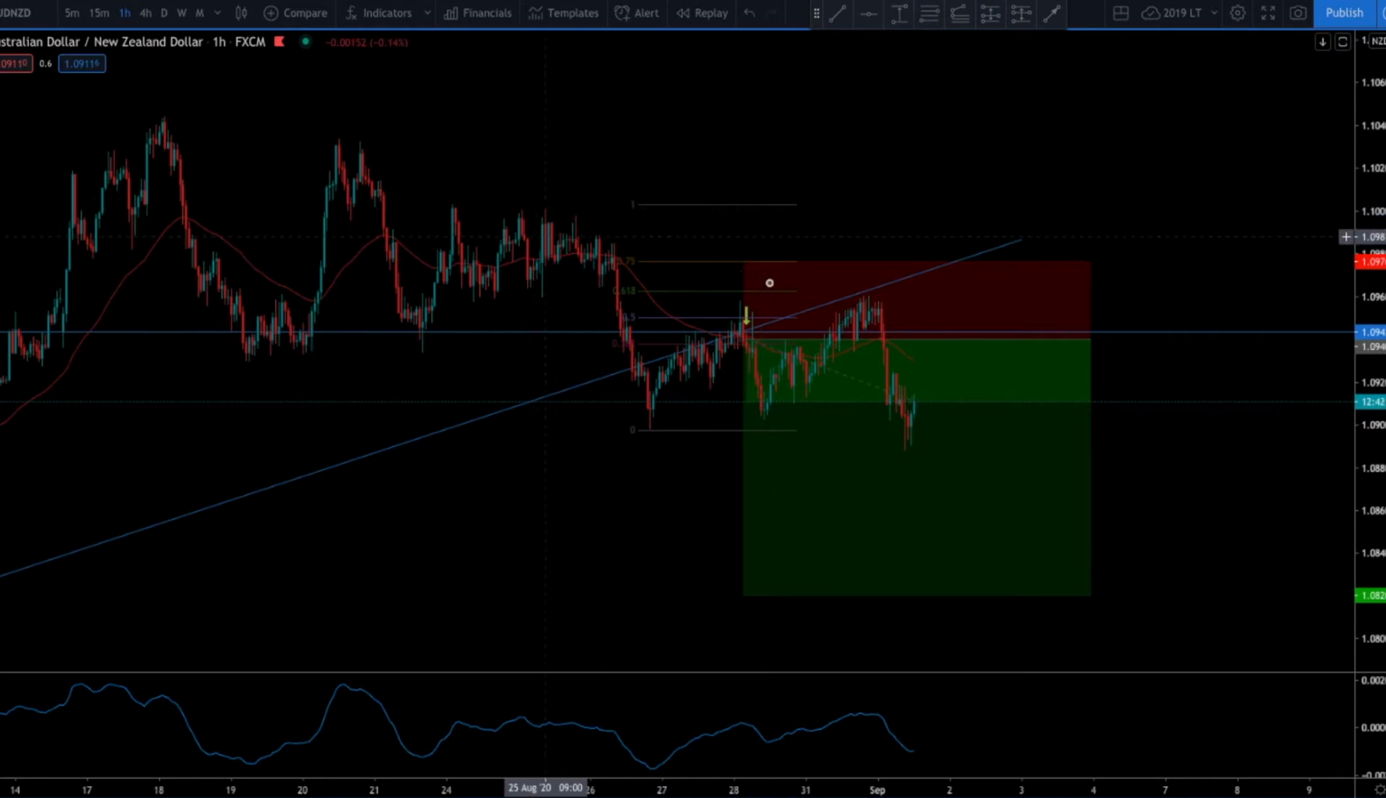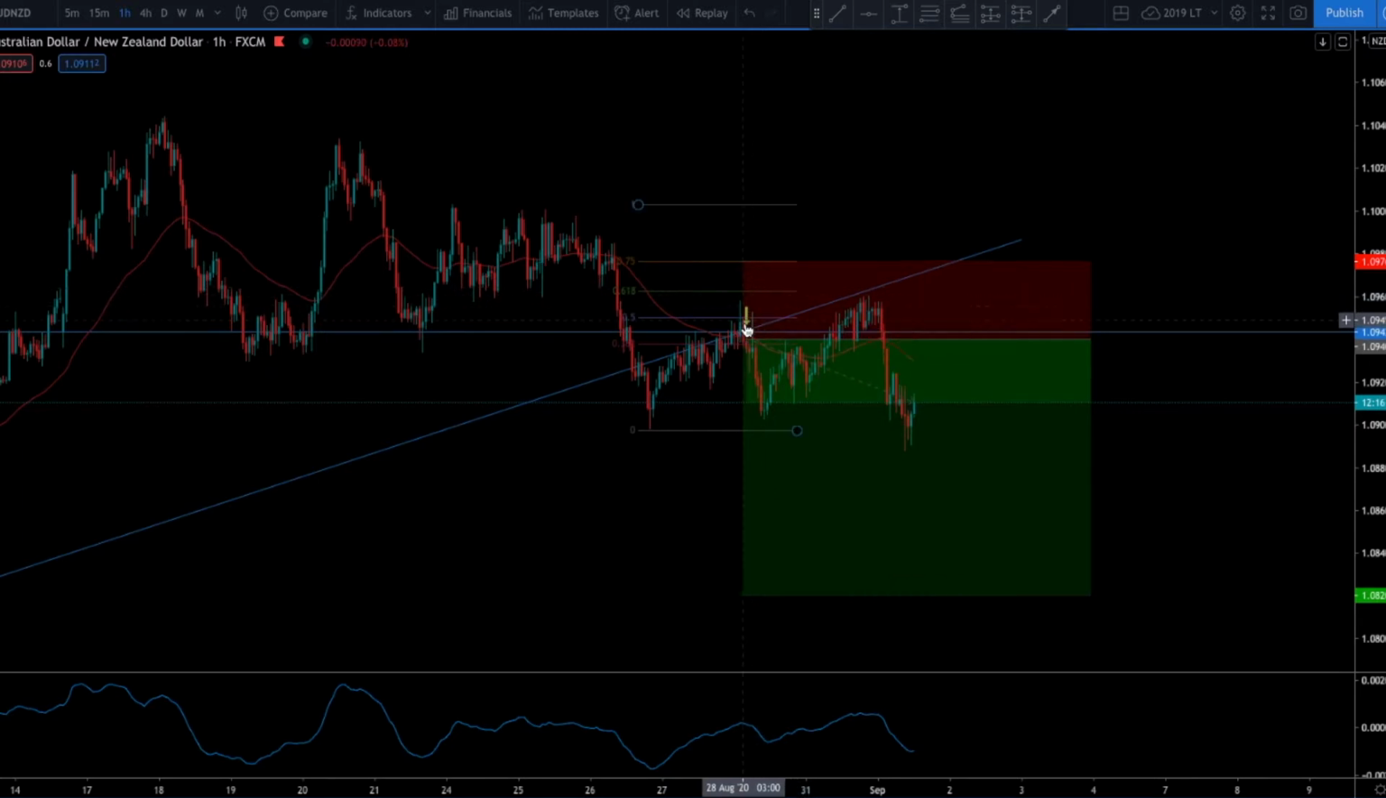And at the time of the entry, the 50 EMA was also acting as support. So, or excuse me, resistance. So you can see after the entry, price came up and rejected the trend line again and retested the 0.618.